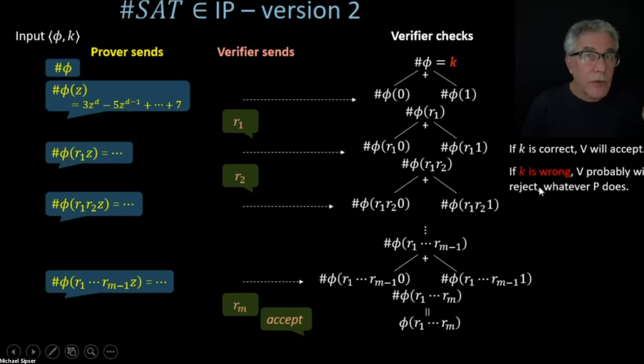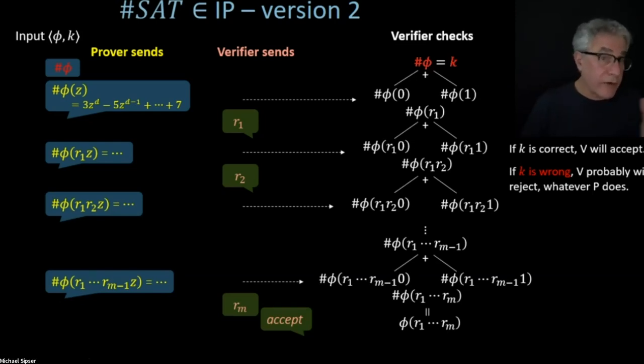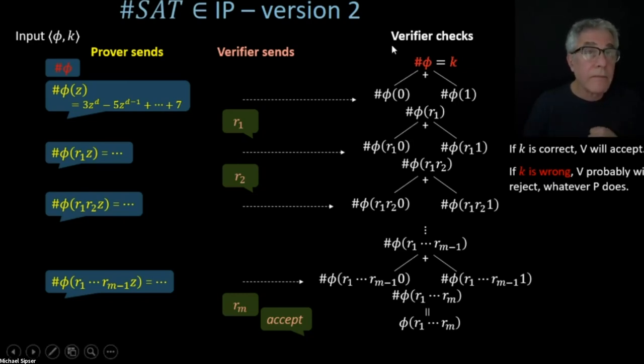Did I say that wrong? So if K is wrong, the verifier is going to probably reject, but it's not guaranteed to reject. So first of all, if the prover does not lie, does not send the wrong value for number phi, the verifier is certainly going to reject, because it's not going to get an equality there. So the prover has to lie.